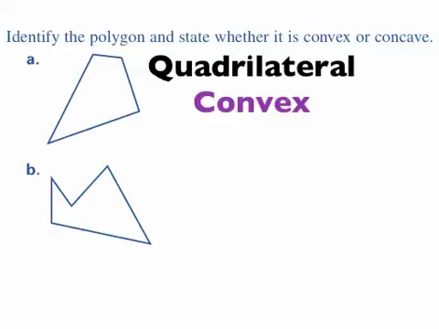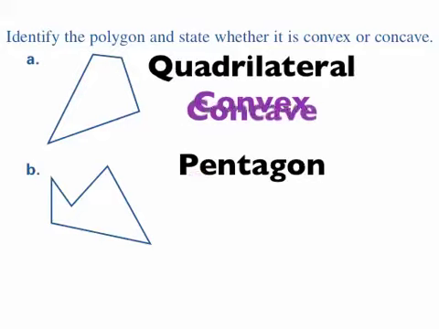If you look at example B, first thing we need to do is identify the polygon. If you count the number of sides on this polygon, it has 5 sides, so it is a pentagon. If you look at this shape though, if you extend some of those sides, they are going to be on the interior of the polygon. Notice also that the top 2 sides are going into, or cutting out, a piece of that shape. So anytime you have something that's going into the shape, we're going to call that concave.